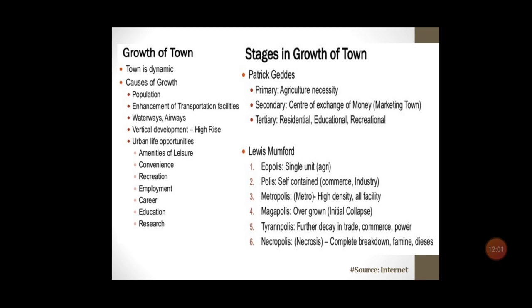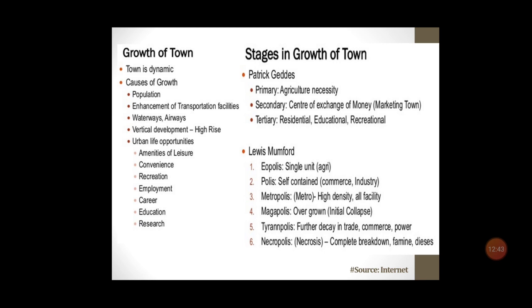These are the points on growth of the town. So town is dynamic. Causes of growth. What are the different causes of growth? These may be listed as population, enhancement of transportation facilities, waterways and airways adoption in a town. Vertical development means high-rise buildings may be constructed in a particular town or city, which leads to vertical development in a particular city. Urban life opportunities, amenities of leisure, convenience, recreation, employment, career, education and research. These are the various reasons why the growth occurs in a particular town.